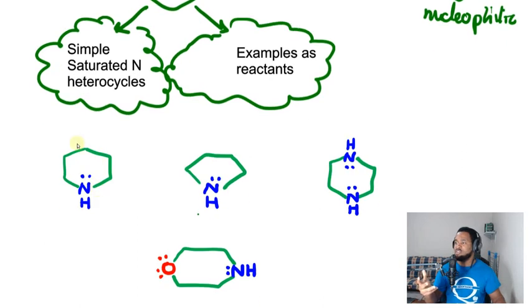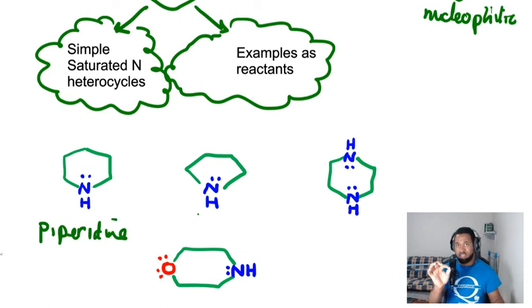So first off, we're going to be looking at the simple saturated nitrogen heterocyclic compounds, and one here is a 6-membered ring that has nitrogen present in it, and this is called piperidine. Piperidine has, take note, a 6-membered ring, and one of its atoms is a nitrogen base. This is different from this one right here, which is a 5-membered ring, of which one of the atoms is nitrogen within the ring, and this compound is called pyridine.